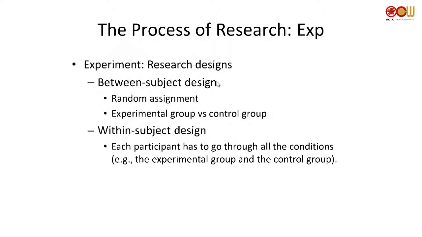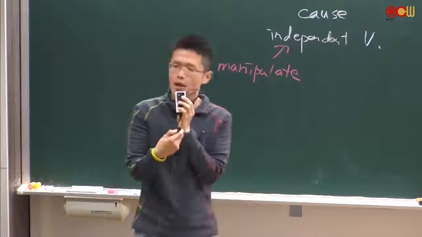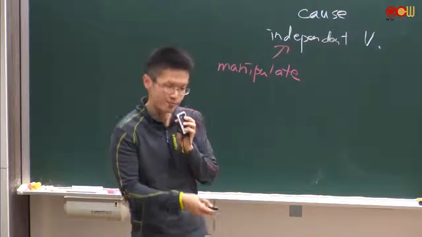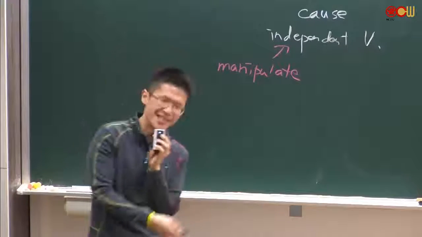And in an experiment design, there are two kinds of design. It could be a between subject design or a within subject design. A between subject design is the design that I just talked about. You have two groups and each person is assigned to one of the groups. Okay, this is a between subject design. But in some cases, you might use a within subject design. A within subject design is a design in which every subject has to undergo every condition. For example, if you want to compare the difference between violent TV shows and non-violent TV shows, each of the subjects has to watch both violent TV shows and non-violent TV shows.